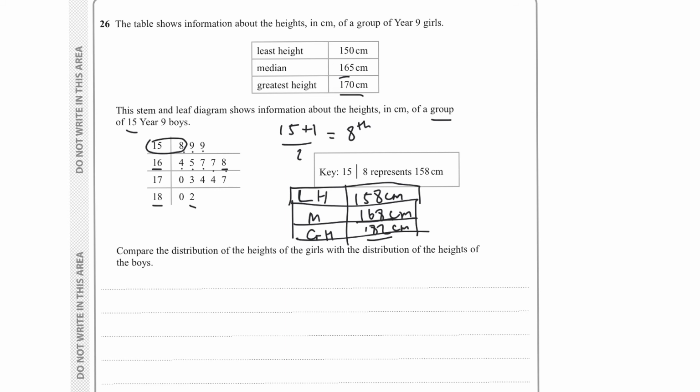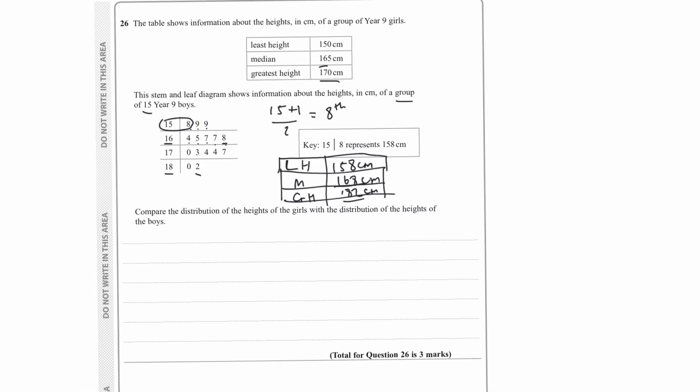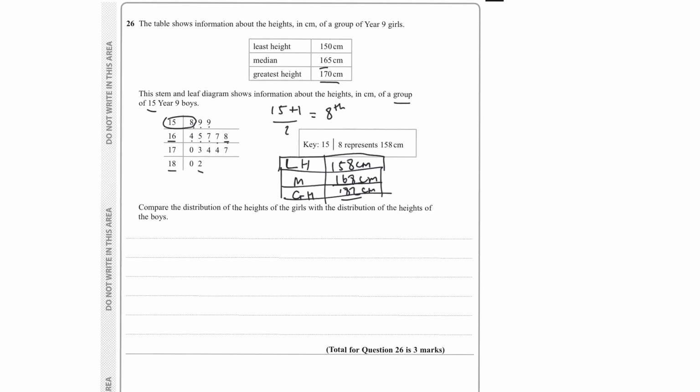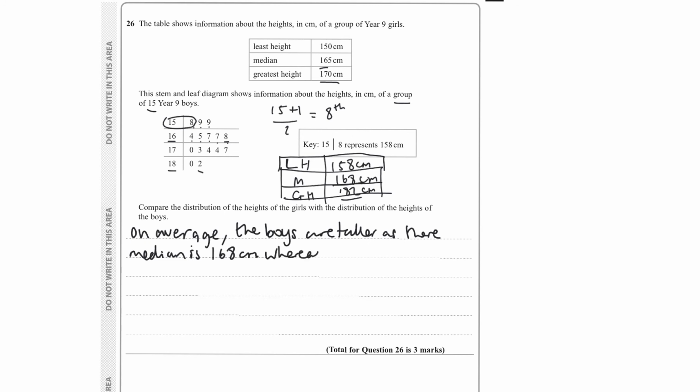Bear in mind, usually with these questions, it will ask you to compare one thing because it's a one marker. But this is a three mark question, so we're going to compare all three things. First of all, on average, because remember median is a type of average, the boys are taller as the median is 168 centimeters, whereas the girls' median equals 165 centimeters.